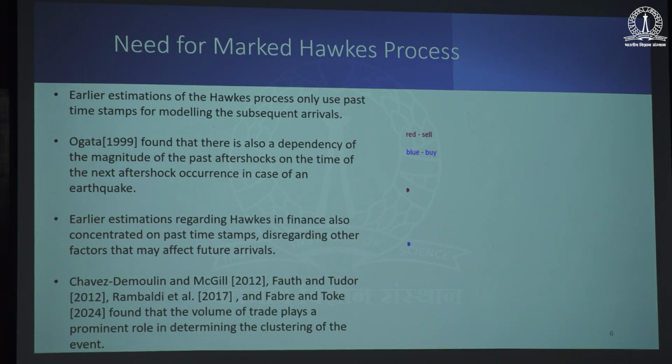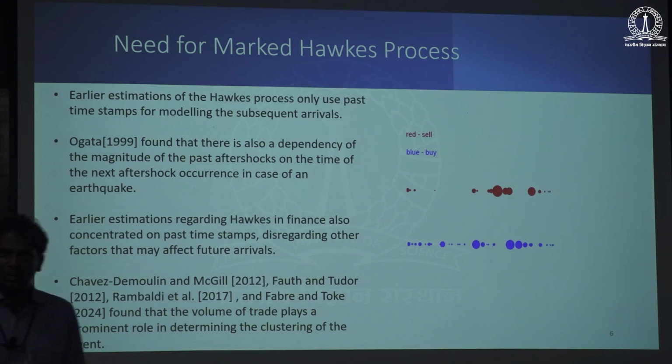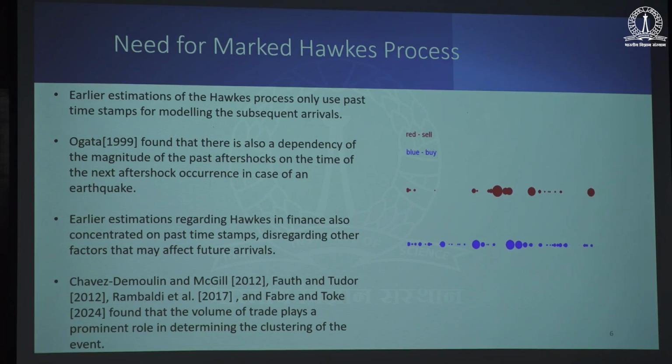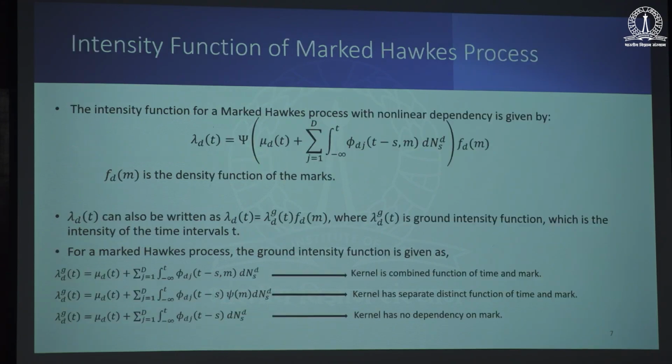Some people explored these concepts. Most of them consider it a parametric thing, in which they assume that the kernel is exponential or a power law. So most of the work on marked Hawkes processes relies on assumptions. Even in finance, mostly they consider parametric estimation, except the last author, Faber and Talk, who considers a non-parametric technique, but still has certain assumptions. So we are taking out most of the assumptions considered by the previous authors, and we'll go to the intensity.